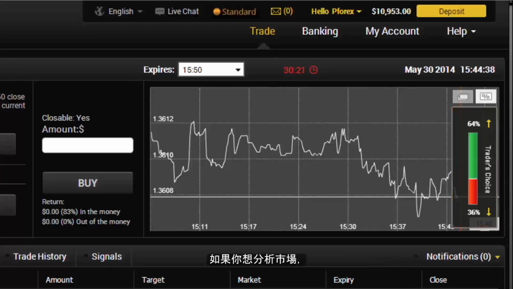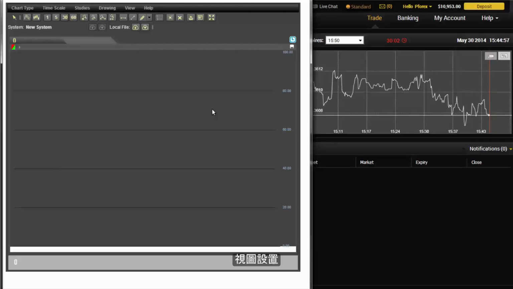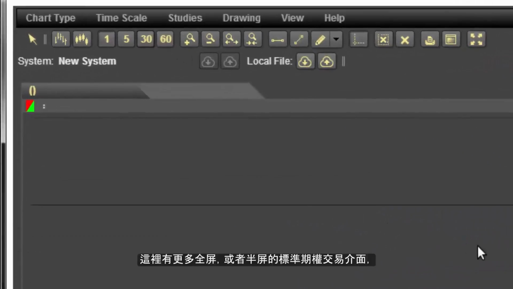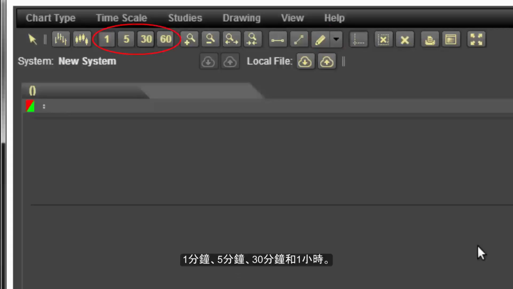If you would like to analyze the market, you simply have to click this button here, and this window will open where you can look at any chart for any currency that you like. Setting the view, there are other standard options in full screen or half the normal size. There are useful features like vertical and horizontal views and time range with various segments, such as 1 minute, 5 minutes, 30 minutes or an hour.